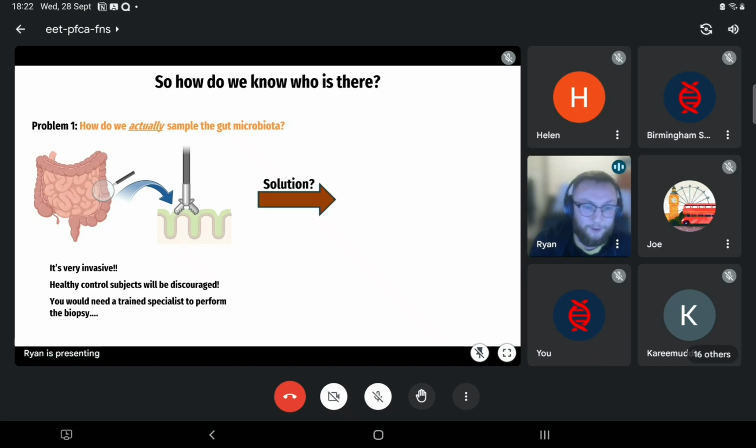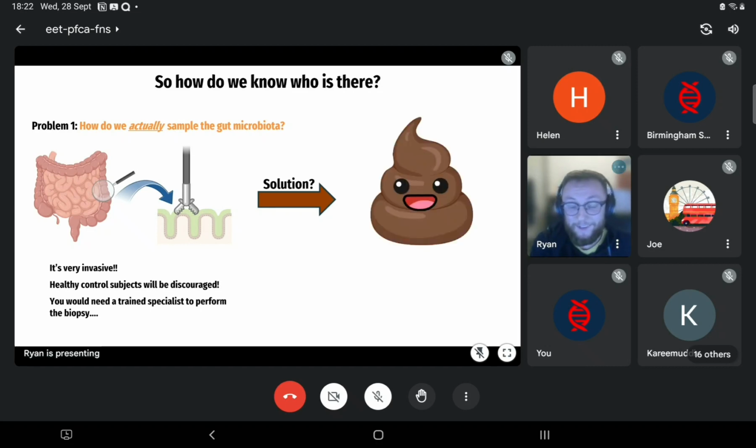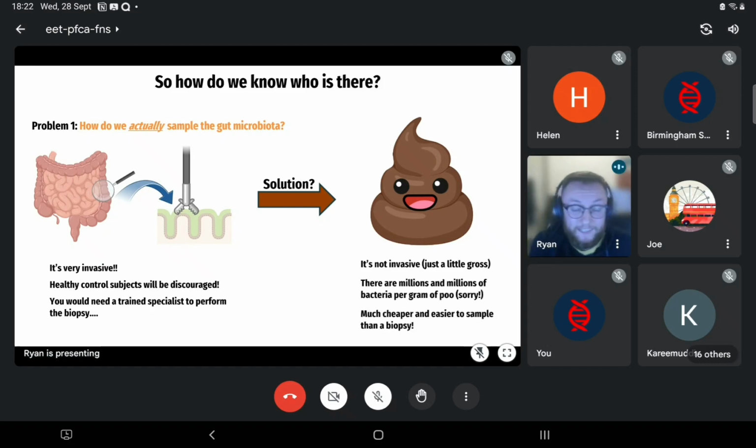So the solution to overcome that, you may know, you may not know, is actually using stool samples. So it's not invasive. It's just a little gross, obviously. But there are millions and millions of bacteria per gram of stool, which is quite disgusting when you think about it. But it's great in terms of the capability we have to use that to see what's going on further up the intestinal tract. And obviously it's much cheaper and easier to sample than a biopsy.